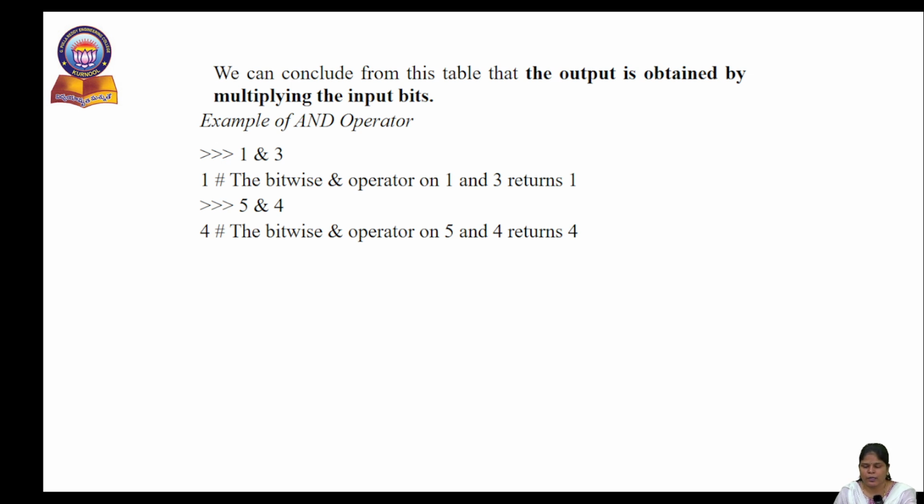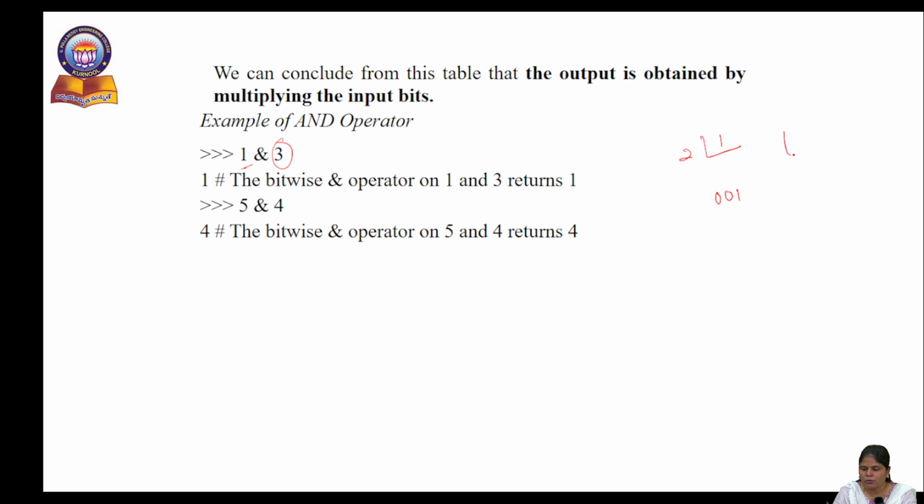Right? So whenever you are considering 1 and 3, first 1 will be converted into binary format and 3 is converted into binary format. How you can convert a value into binary format is: I have the value 1, so what I need to do is divide it by 2. Now I will be getting the remainder. If you divide 1 by 2, the output is 0, 0, 1, right? So 0, 0, 1.